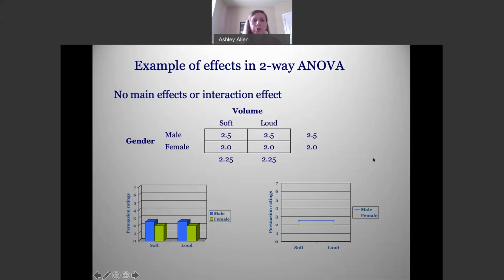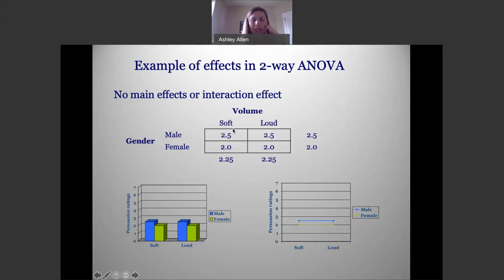Okay. So examples of effects in a two-way ANOVA. This is an example where it says no main effects or interaction effect, and I'm just going to explain that a little bit because it's a little debatable, especially for the gender. We'll talk about that. First thing, let's start with volume just because that's super straightforward.